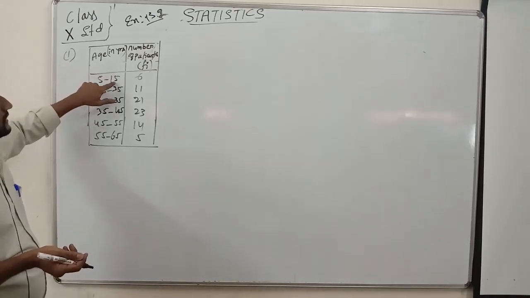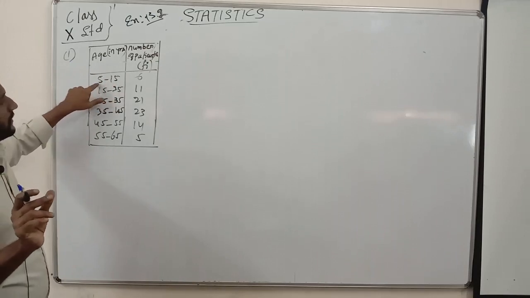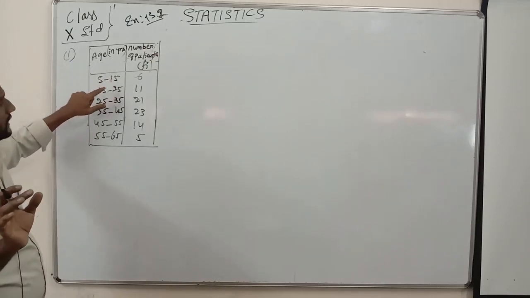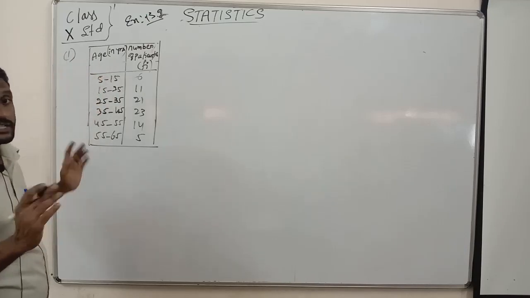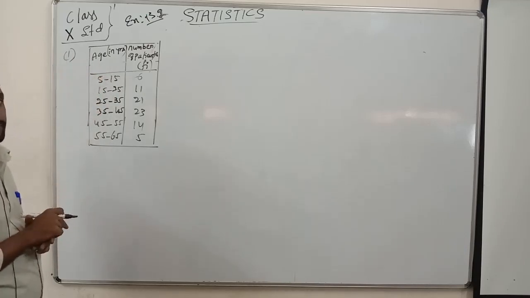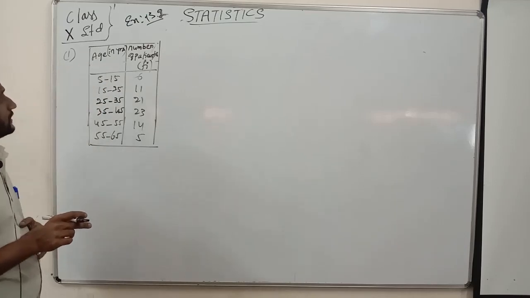So therefore the class size is counted only from 5 to 14, because 15 will be counted in the second class interval. That is why it is called an exclusive or overlapping class interval. Okay, now this is here.